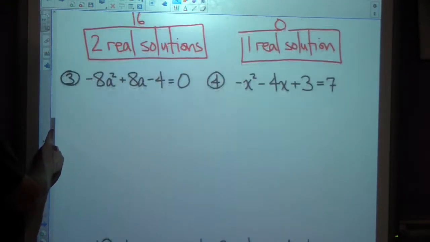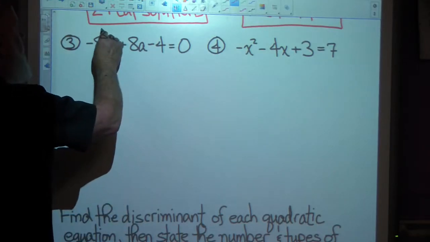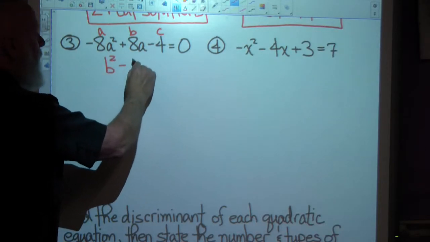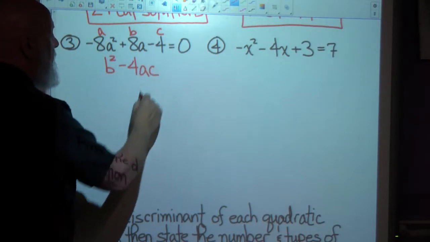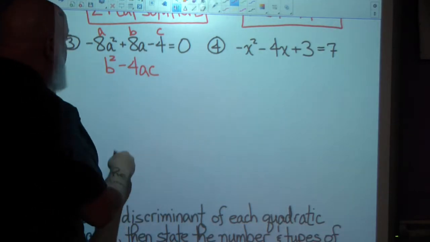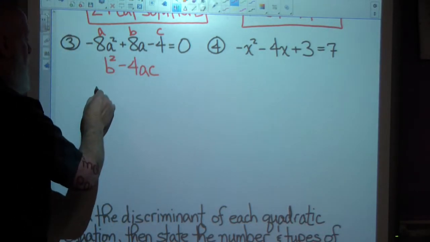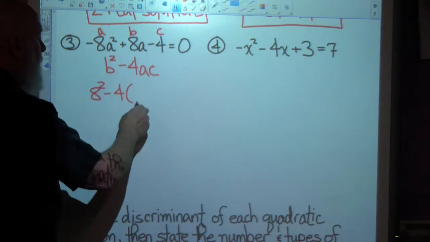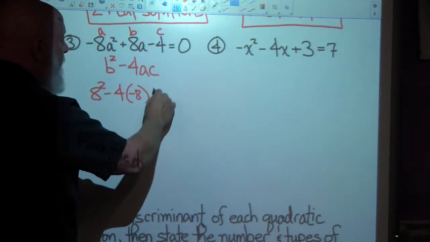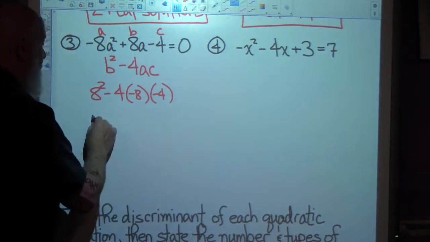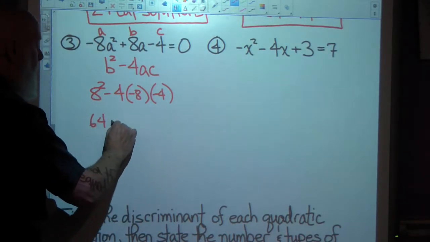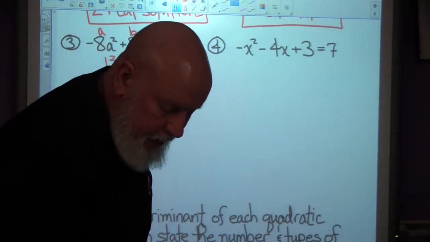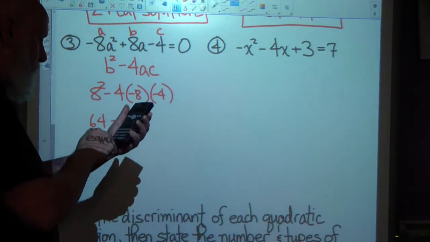Take a look at another one. Here's A, B, C. We're going to look at B squared minus 4AC and see if it's positive, 0, or negative. B squared is going to be 8 squared minus 4 times A times C. And this is going to be 64 minus, times negative times negative times negative is negative. That's 16 times 8, which I think is 128.